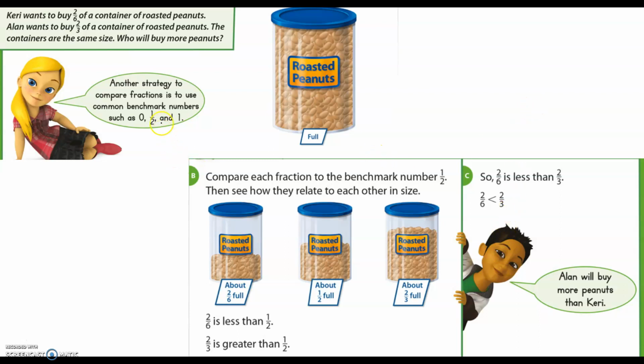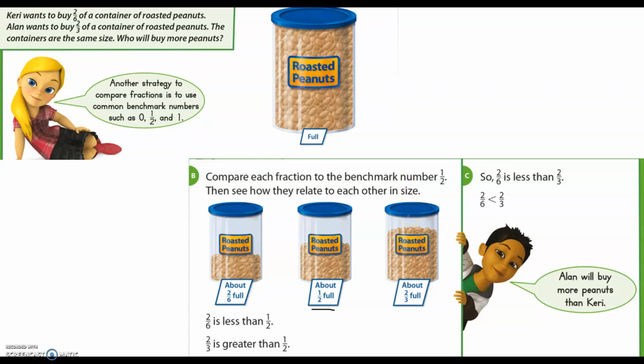Another strategy to compare fractions is to use common benchmark numbers such as 0, 1/2, and 1. So here's the container, and this is what it looks like when it's full. Compare each fraction to the benchmark number half, then see how they relate to each other in size. So if you look right here in the middle, here is half a container. We're looking at Carrie's 2/6 container here and Alan's 2/3 container here.